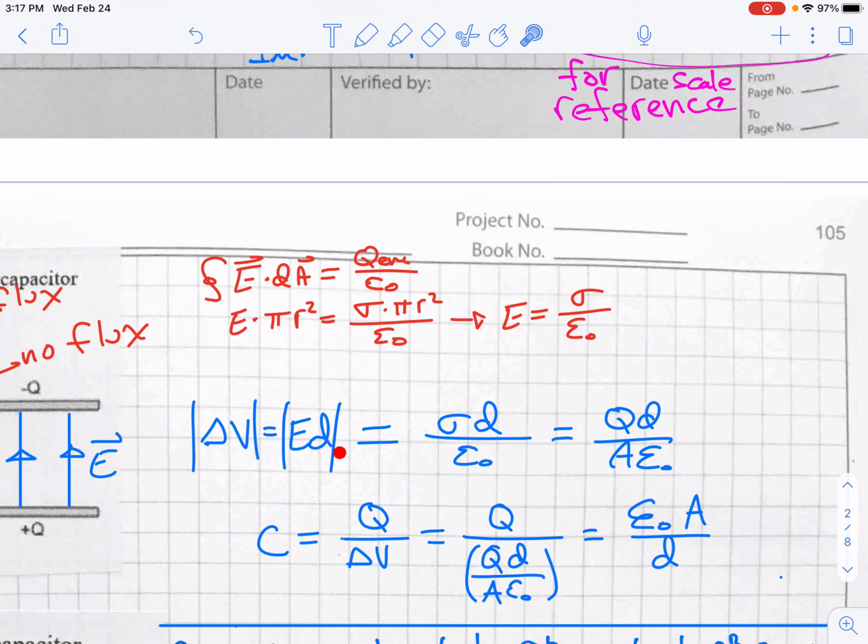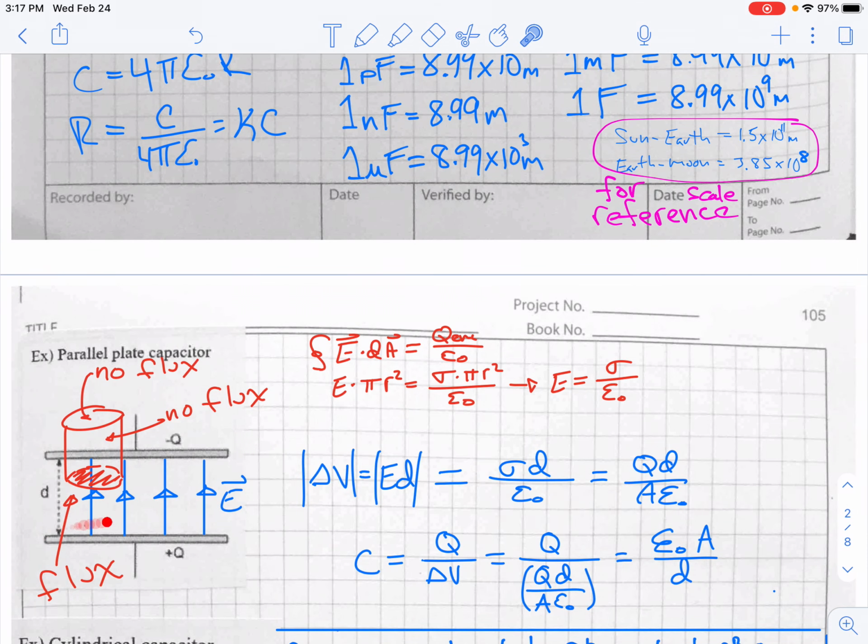Delta V is E D in magnitude. So E was sigma over epsilon naught times D, and sigma is Q over A. And by taking that result and doing Q over V, which is the definition of capacitance, the Q's cancel, flip the rest of this stuff around, we get epsilon naught A over D. Again, the capacitance of a parallel plate capacitor only depends on the area and the distance between the plates. This is an example that does not have a dielectric inserted into this open space here.